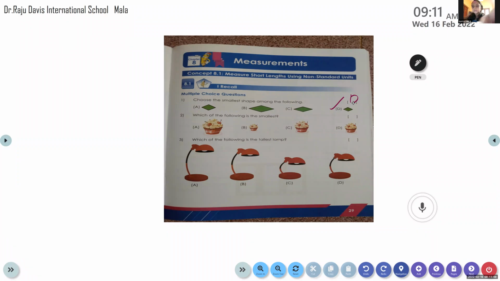Okay, ma'am. So question number 2. Which of the following is the smallest? You can see the cupcake or ice cream. What is that? That's a cupcake, ma'am. Then, which one is the smallest? Is it A, B, C, or D? B. So you can put a tick mark for B. Write capital letter B inside the bracket.